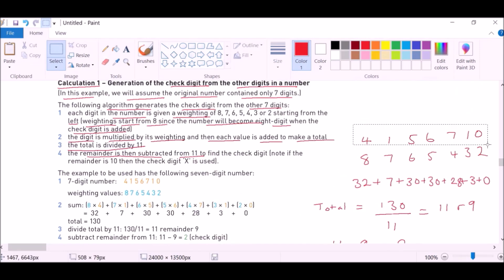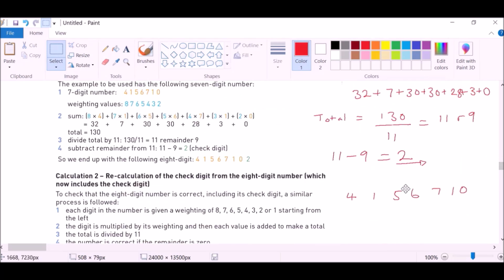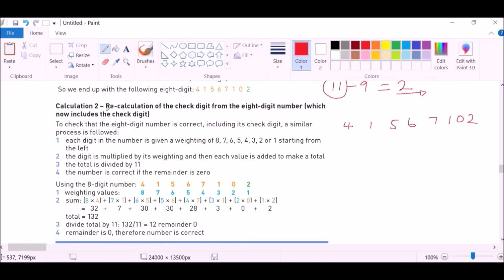So our 8-digit number is this. We add a 2 in front of this 7-digit number. Now, we have to make a recalculation of the check digit from the 8-digit number, which now includes the check digit. So this is our second calculation to check that the 8-digit number is correct, including its check digit.